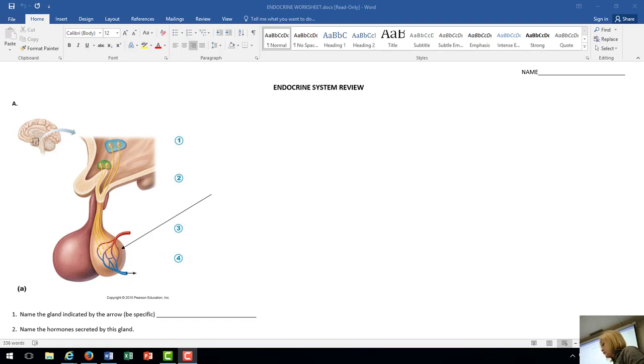So we're just going to do a quick overview of the endocrine system, and this is in chapter 17 of your textbook if you wanted to reference that for looking at diagrams or whatever. But this handout kind of reviews some of the key concepts about the endocrine system.